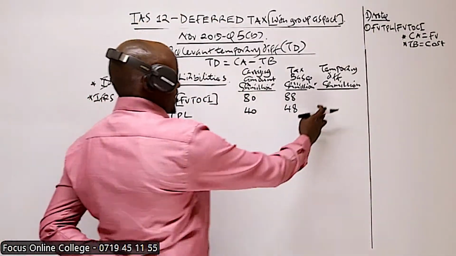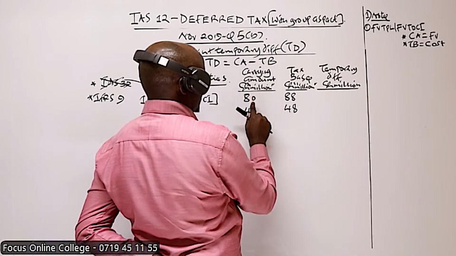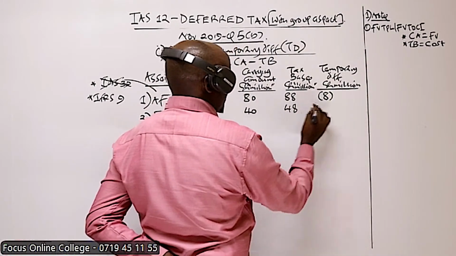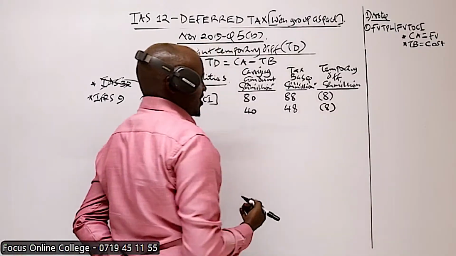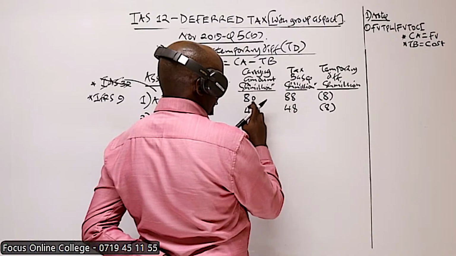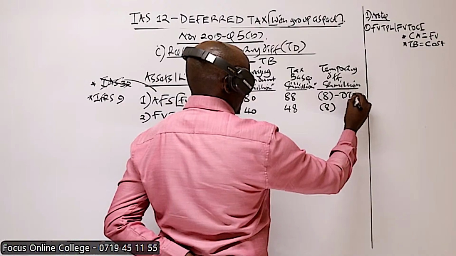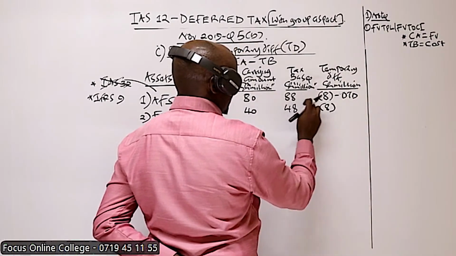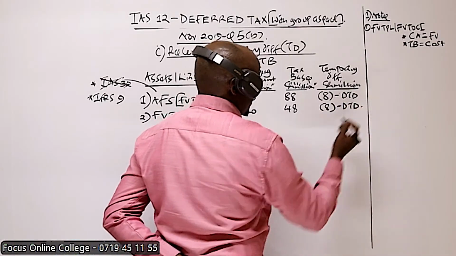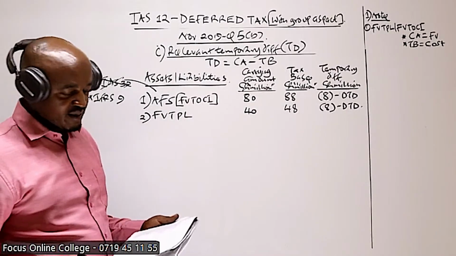Then we get the temporary difference, using this formula: this minus that. I hope you can see that will give us -8. Basically, if the carrying amount is less than the tax base, it is called a deductible temporary difference. In other terms, if you take this minus that and you get a negative figure, it is a deductible temporary difference. But if you get a positive figure, it is a taxable temporary difference.